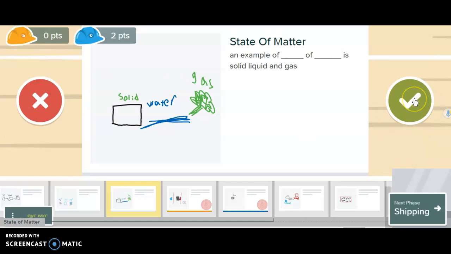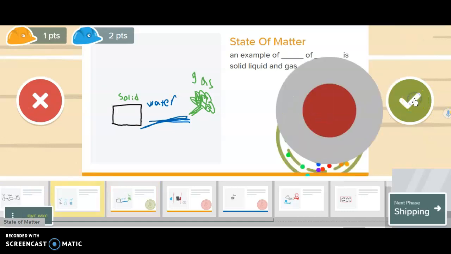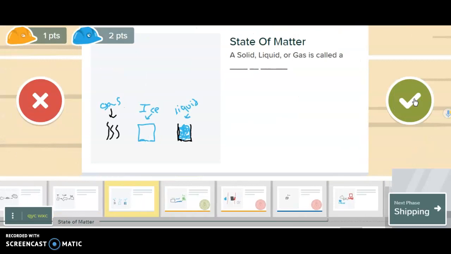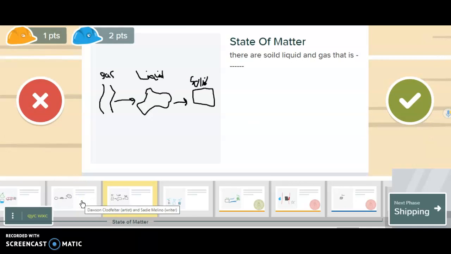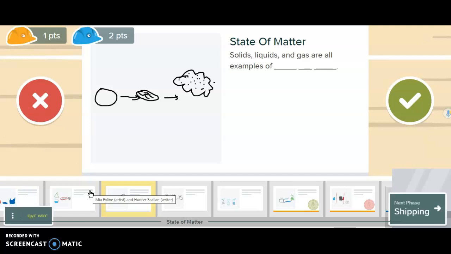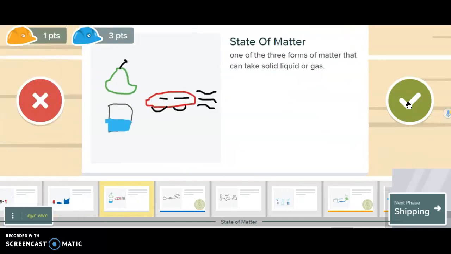Who did this one? Okay, so Orphelia. Solid, liquid, gas is called, that is true, state of matter. There are solid, liquid, and gas, and that is state of matter. That is true. Solid, liquid, and gas are all examples of, I'll take this one and I'll probably end up stopping there. Who did that? Okay, oh, all right.